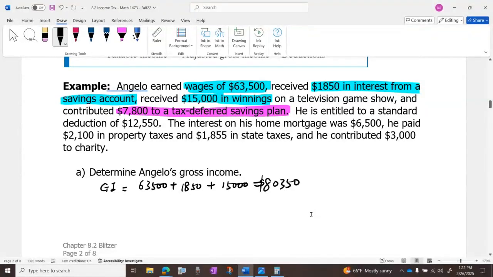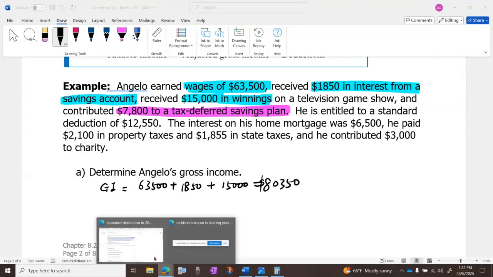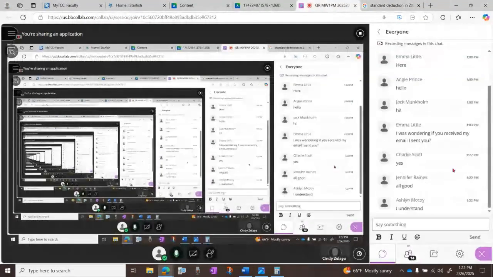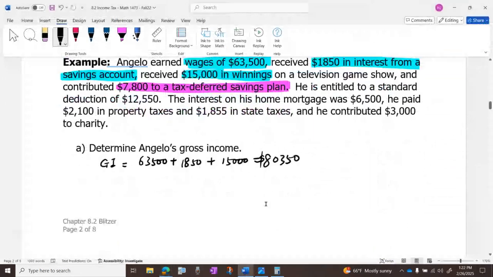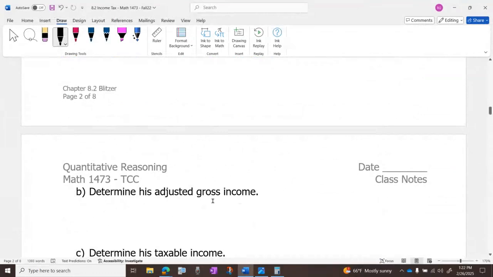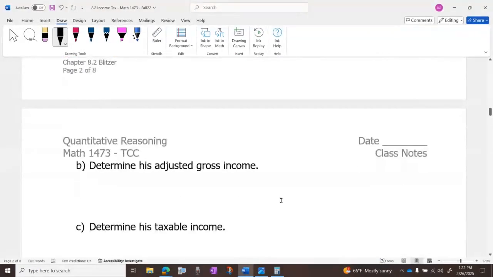Gross income. So far so good? Would you like to respond to this and let me know everything is fine? So far everything is clear, right guys? Okay, very good. So we have the gross income. Next, we are going to find out the AGI of Angelo. Adjusted gross income, AGI.